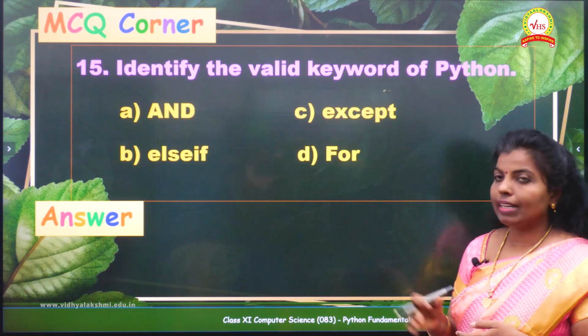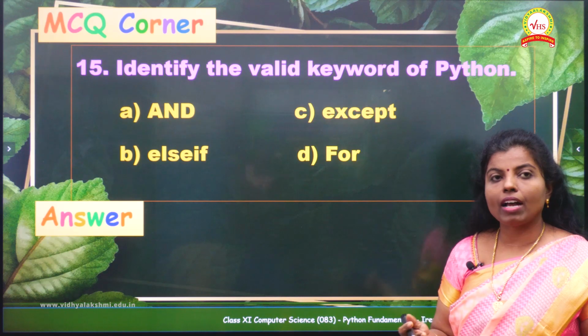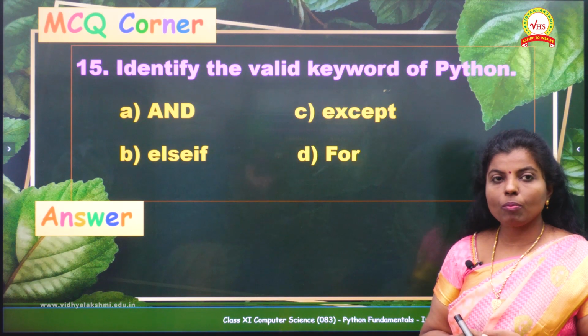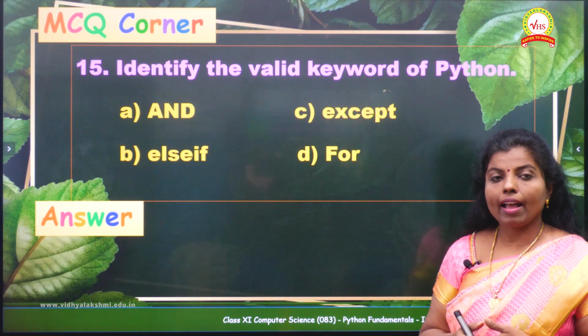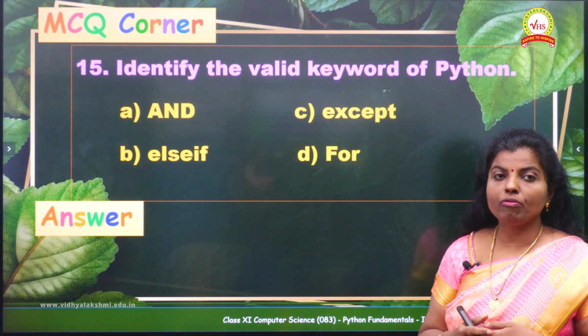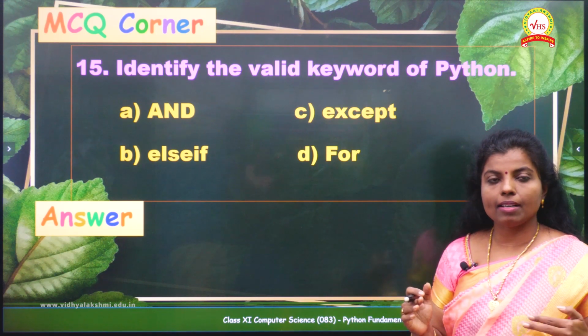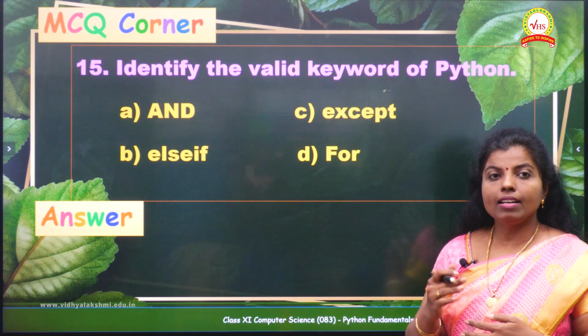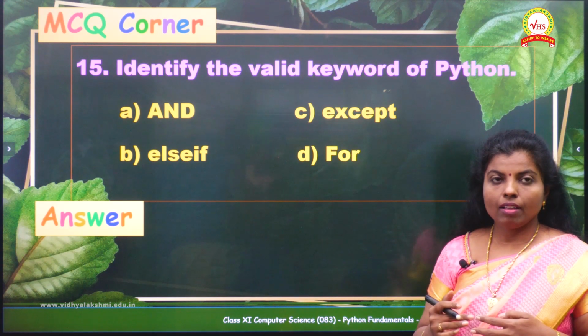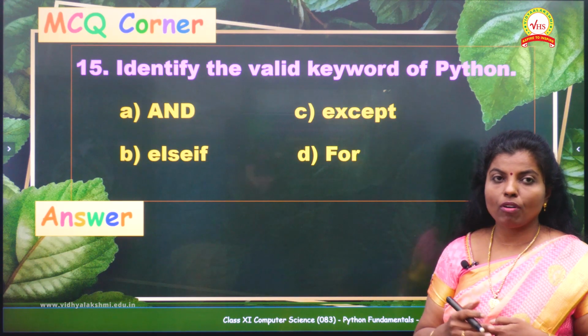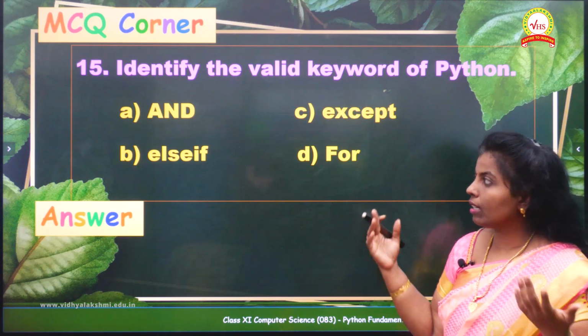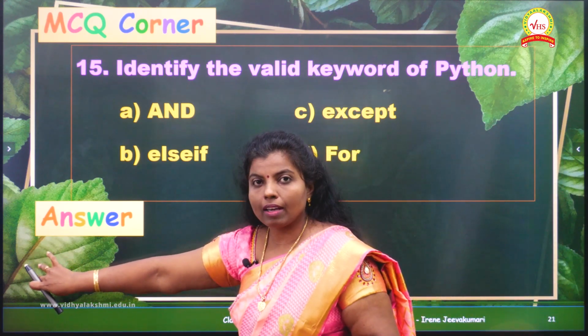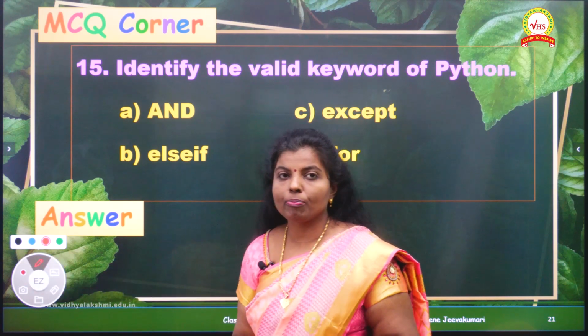Now let us move on to the next question, which is: identify the valid keyword of Python. Python provides a lot of keywords and all the keywords are in the form of lowercase letters except three keywords: None, True and False. Their first letters alone will be capital letters. So according to that, let us see which one is the correct and valid keyword of Python.